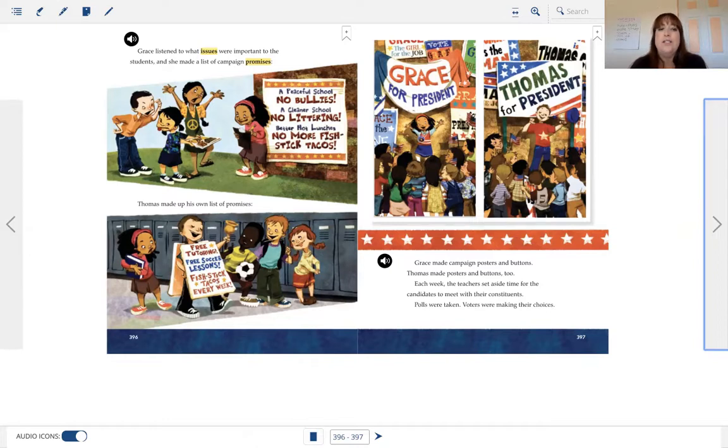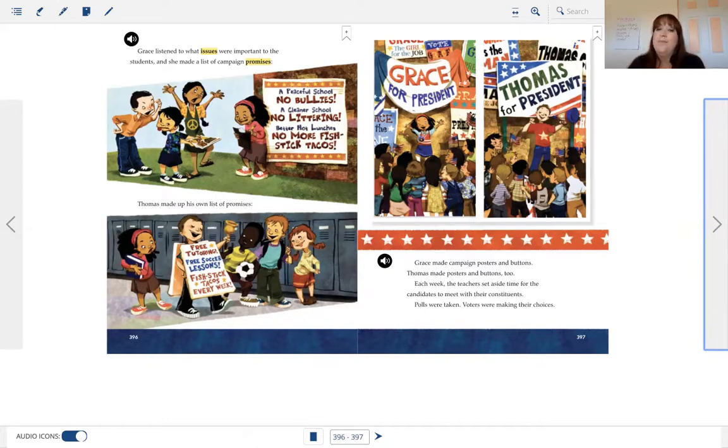Thomas made up his own list of promises. Free tutoring, free soccer lessons, fish stick tacos every week. Oh, they look like they have two different points of view about those fish stick tacos. Grace made campaign posters and buttons. Thomas made posters and buttons too.